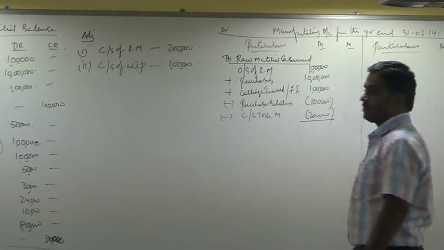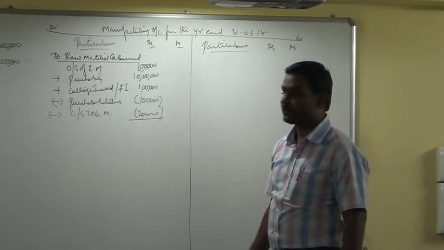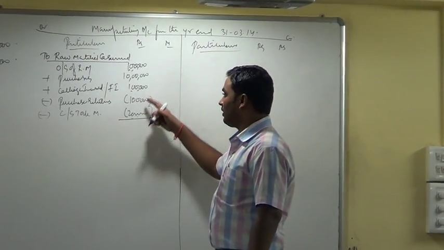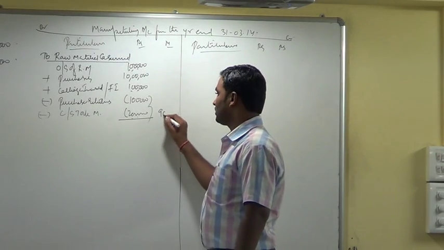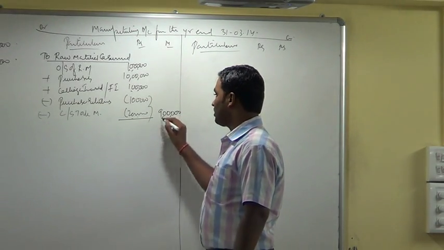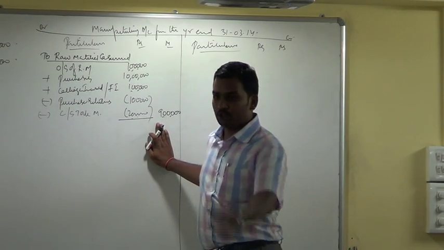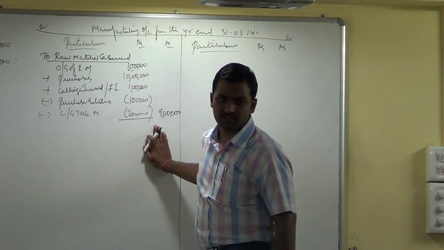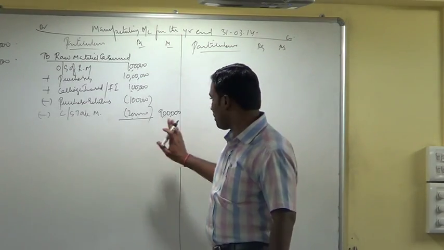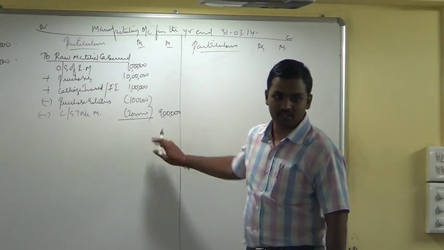So now you will get raw material consumption. How much do you get? 11, 12, minus 3. 9 lakh rupees is the raw material consumption. This is the value of raw material consumed, used up during the production process. Okay, on raw material, this is what we have spent in the factory during the year.